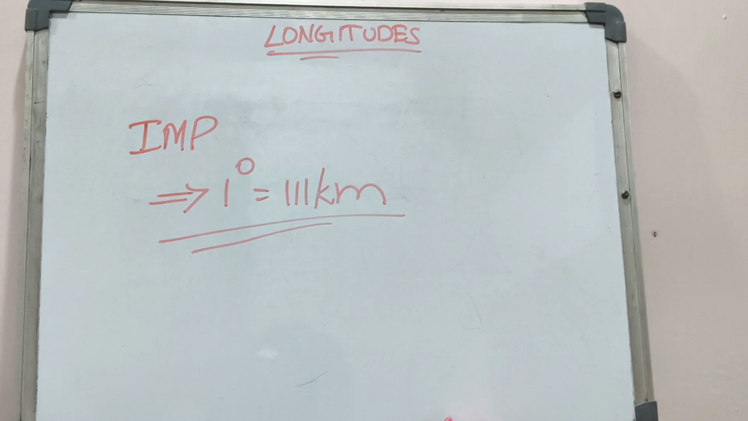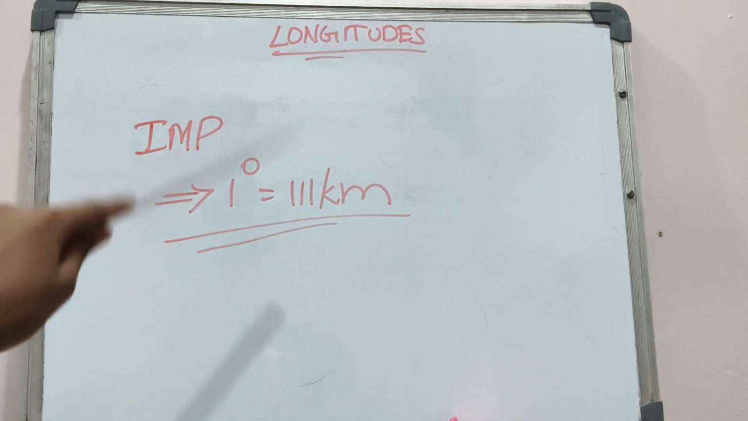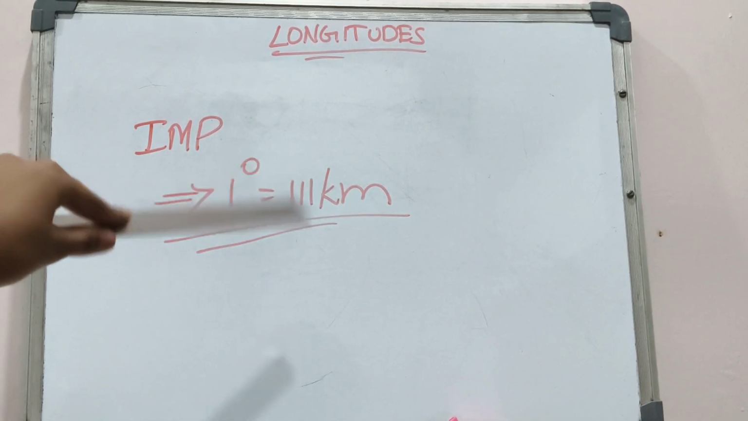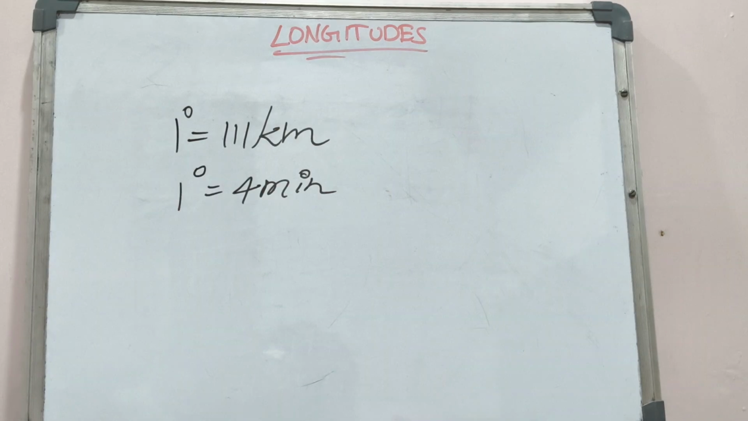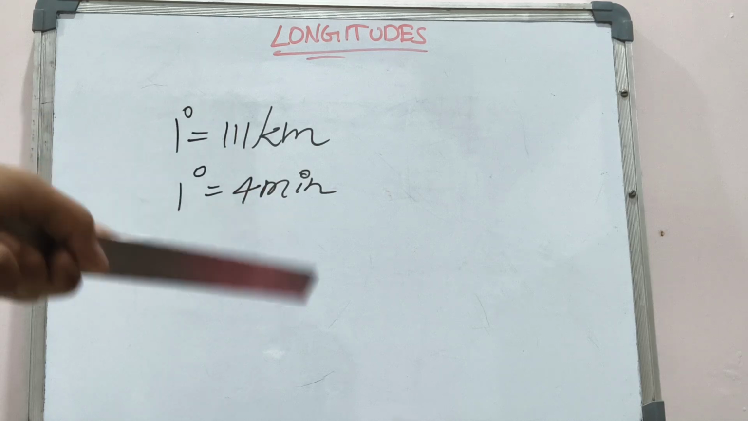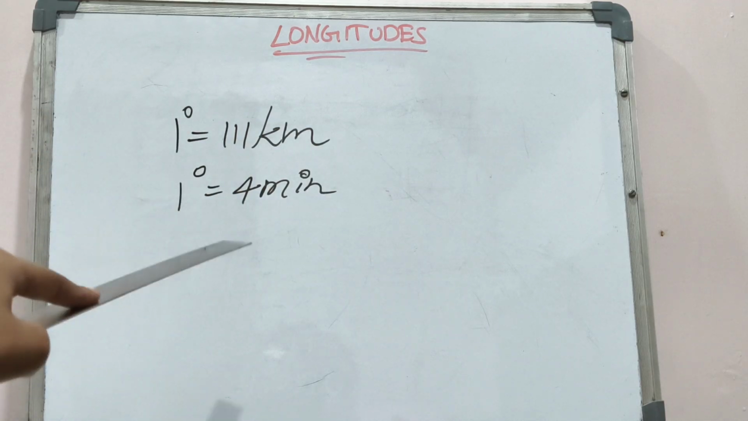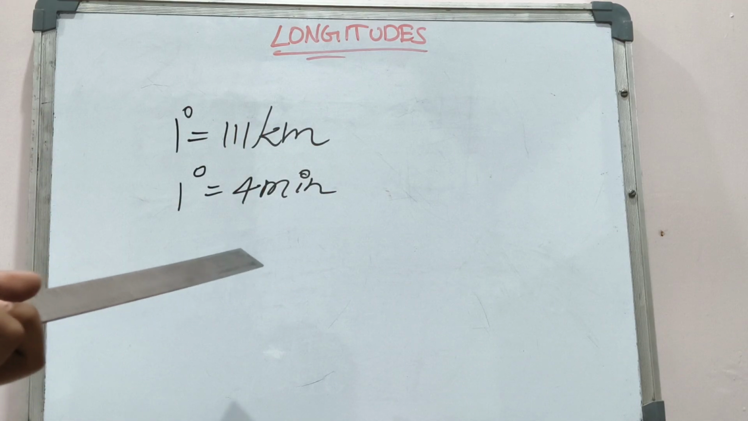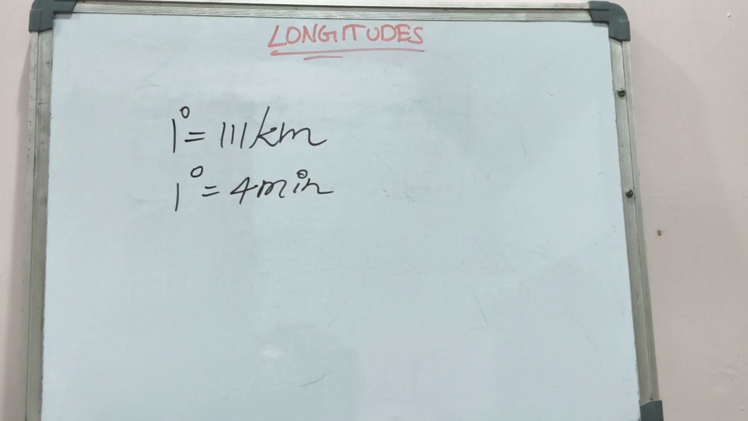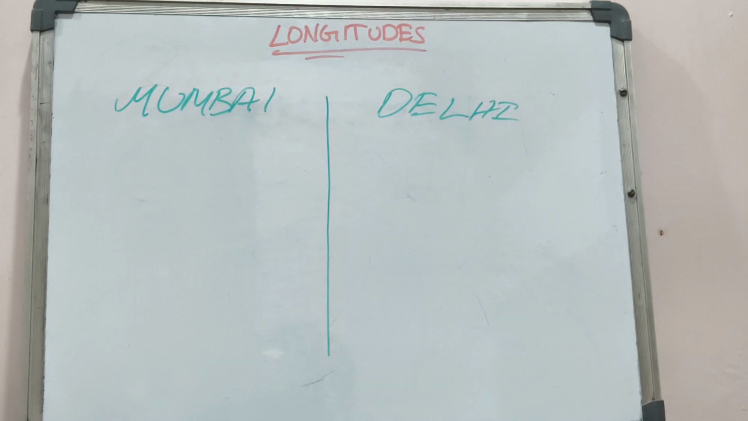One most important point is that 1 degree is equal to 111 kilometers. And one more point is that 1 degree is also counted as 4 minutes.